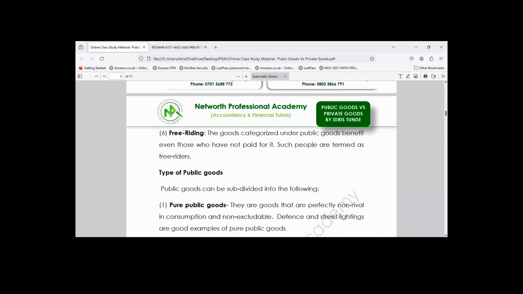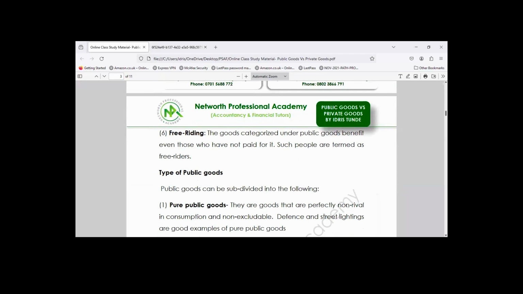Free riding. Some public goods have free riders. In free riding, you benefit from that public good and you don't pay for it.